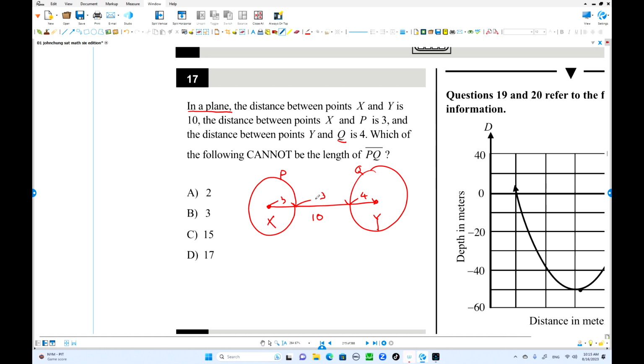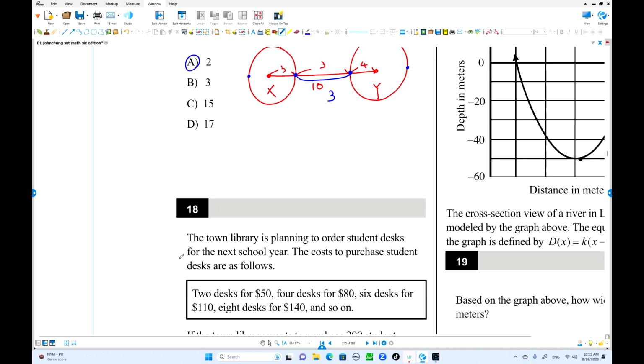So which one cannot be the length of PQ? The minimum of PQ is what? Point P is here, Q is here. That is the minimum, 3. Maximum is here and here. But this is what cannot be 2, right? Choice A is the answer. Minimum is 3.